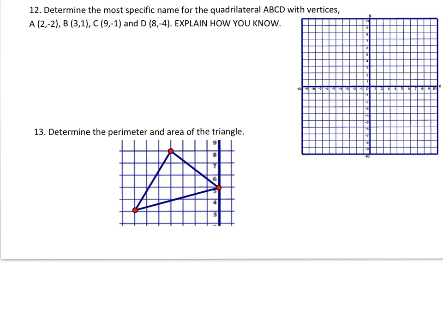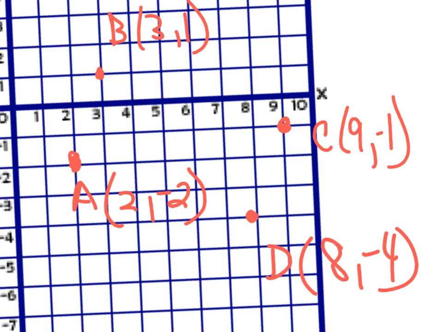For the next problem, we're determining the most specific name for the quadrilateral with the vertices ABCD, so first I will graph them. Now that we've graphed out the points, let's find the slopes. The concept is that if the slopes of adjacent sides are opposite reciprocals, then those adjacent sides are perpendicular, so finding the slopes.